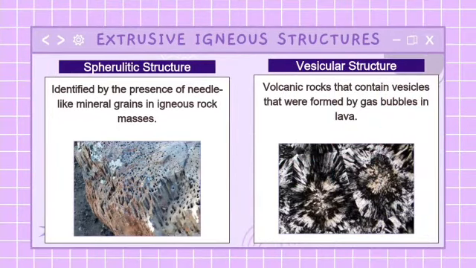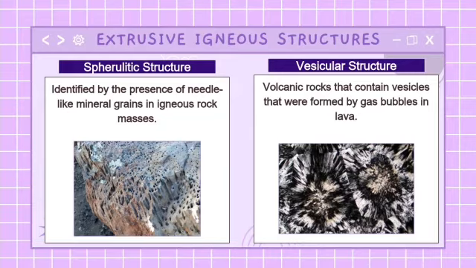The next one is spherulitic structure. These structures are identified by the presence of needle-like mineral grains in igneous rock masses. So if you look at it, it appears to be like needle-like grains in the rock.